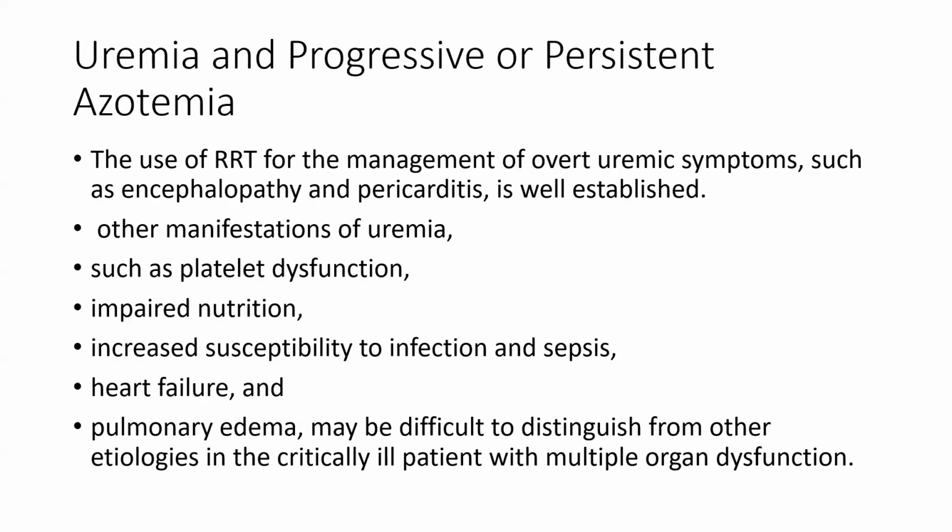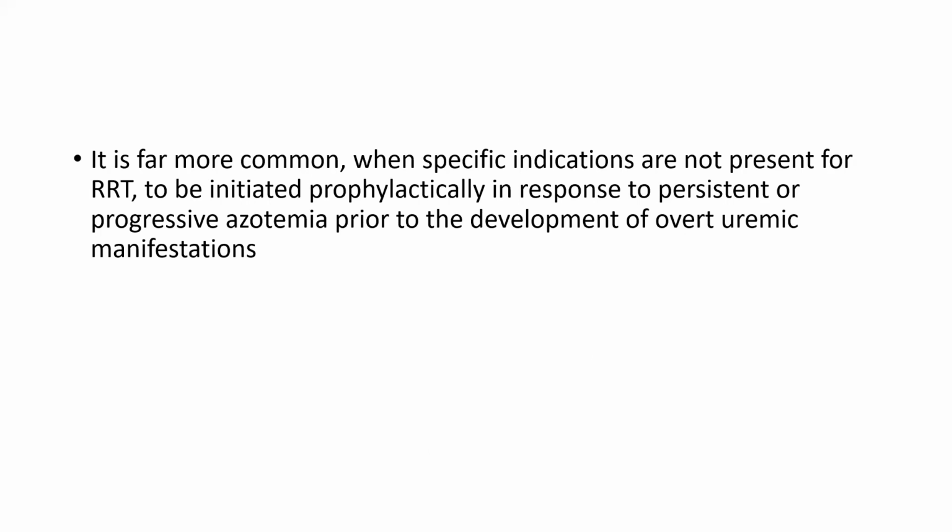Now, regarding uremia and progressive or persisting azotemia. The use of RRT for the management of overt uremic symptoms such as encephalopathy and pericarditis is well established. Other manifestations of uremia such as platelet dysfunction, impaired nutrition, increased susceptibility to infection and sepsis, heart failure and pulmonary edema may be difficult to distinguish from other etiologies in critically ill patients with multiple organ dysfunction. It is far more common, when specific indications are not present, for RRT to be initiated prophylactically in response to persistent and progressive azotemia prior to the development of overt uremic manifestations.